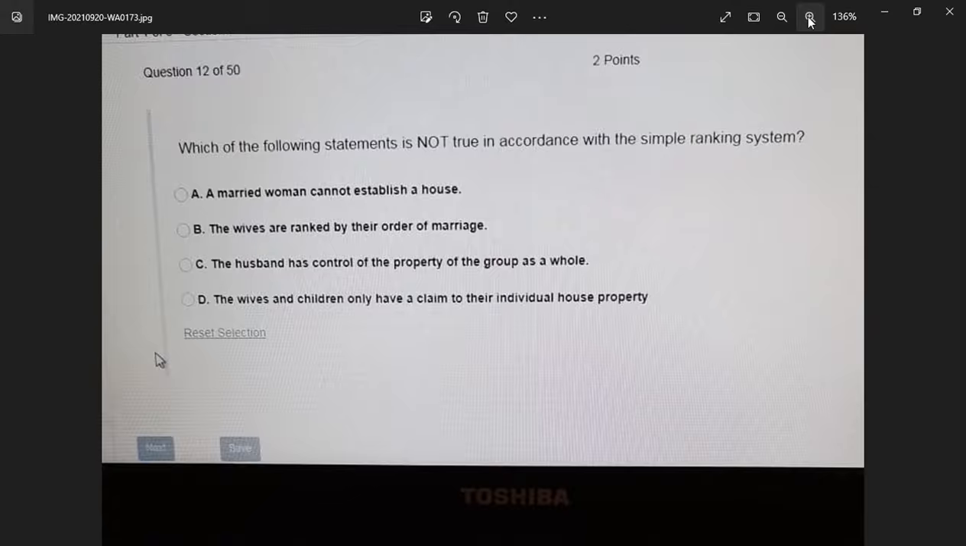Which of the following statements is not true in accordance with the simple ranking system? Number 12, the answer is D, which I found on page 72. It says the wives and children only have a claim to their individual house property. So this answer is false. It's not true. In the study guide, it's written that they have a claim in the common property, not the individual, but the common property. I remember clearly.